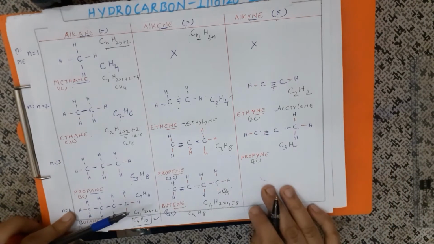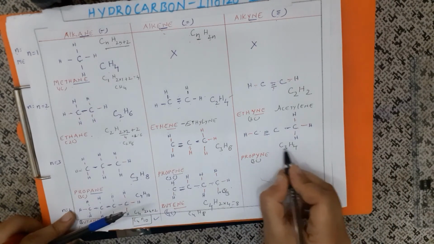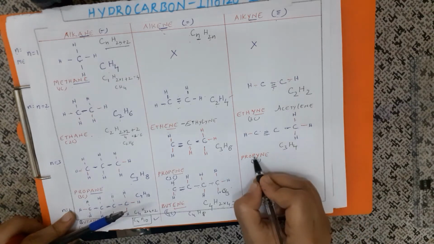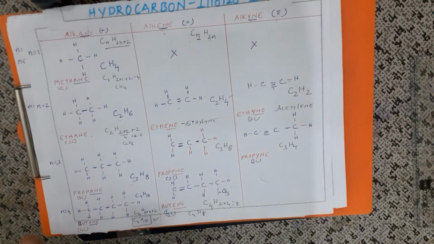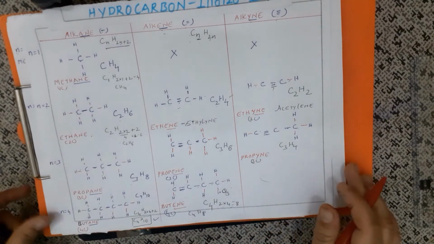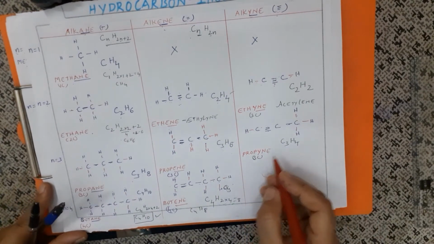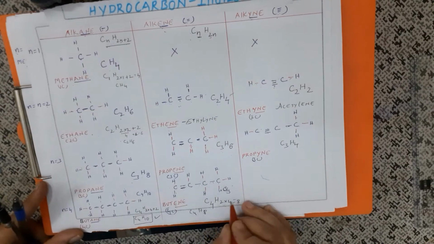C3H4. So this is the general formula, or rather the specific formula, of propyne. Fine, children. Now let us go to the 4 carbon hydrocarbon, a triple bond hydrocarbon. Now what is the root name?